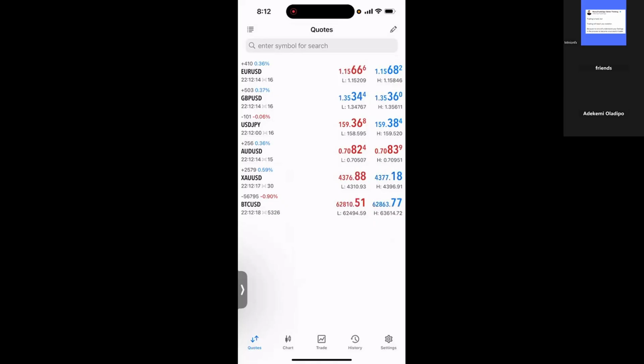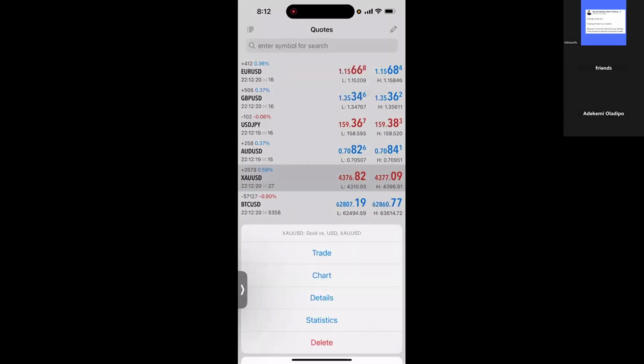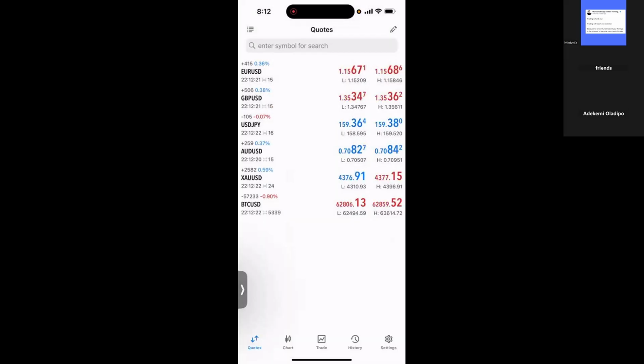Please, before we continue, what you just did now, I was trying to do it. I don't know if mine is okay. Where did you go first again? To start with quotes, just go to your MT5 quote. Then quotes. You see currency pairs, you see a pencil at the top.